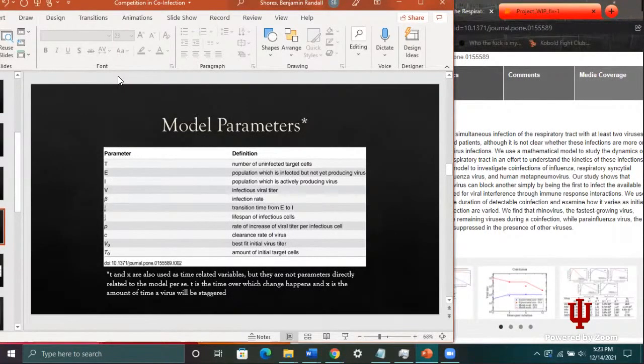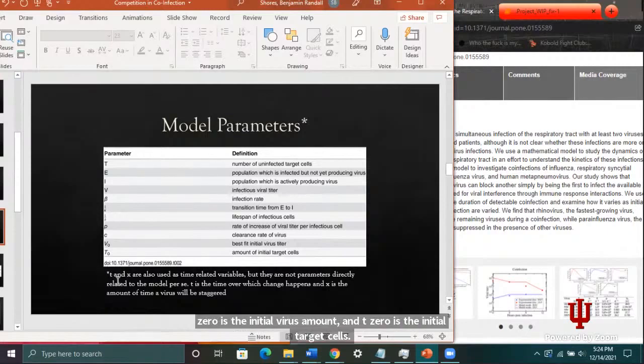So these are the model parameters as explained in the paper by Pinky and Dobrovolny. T is the target cells, E, eclipse, I, infected, V, viral, as explained earlier. Beta will represent the infection rate. K, or 1 over K, is the transition time from eclipse to infected. Delta, or 1 over delta, is the lifespan of infectious cells. P is the rate of increase of viral titer per infectious cell, so it is how much the infectious cell creates. C is the clearance rate of virus, so the death rate of the virus. V0 is the initial virus amount, and T0 is the initial amount of target cells.